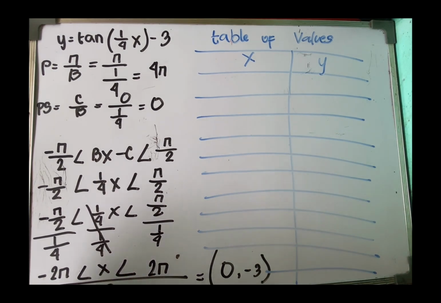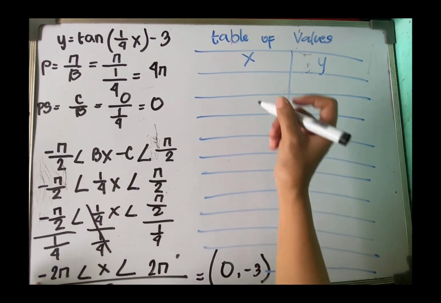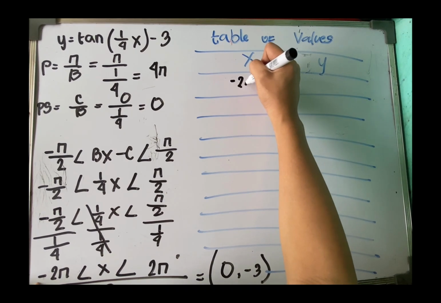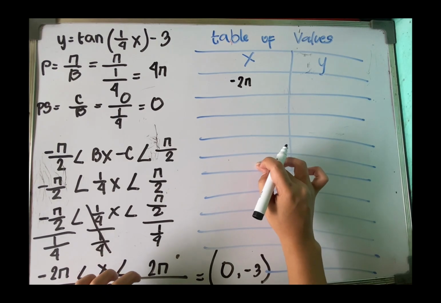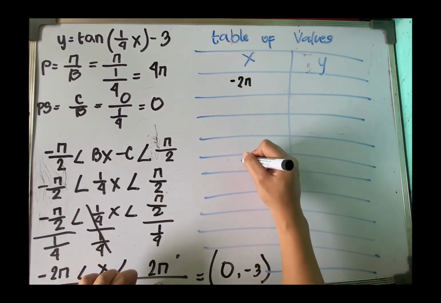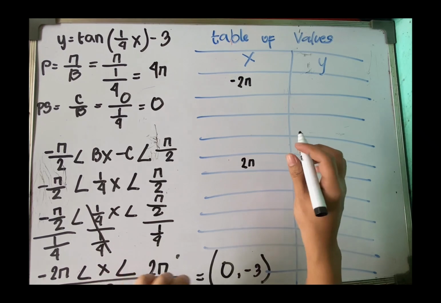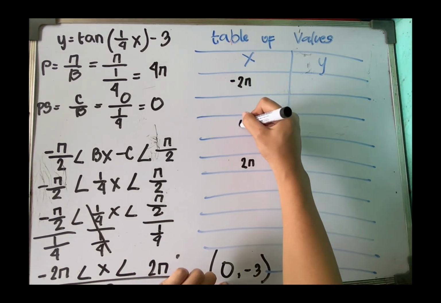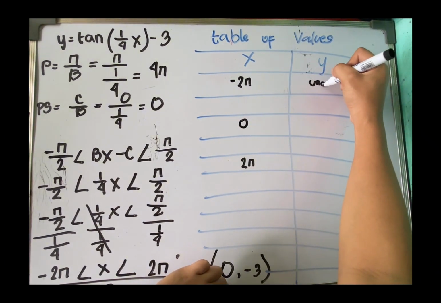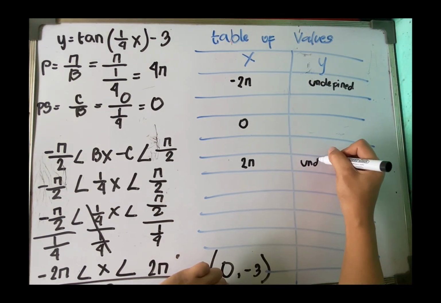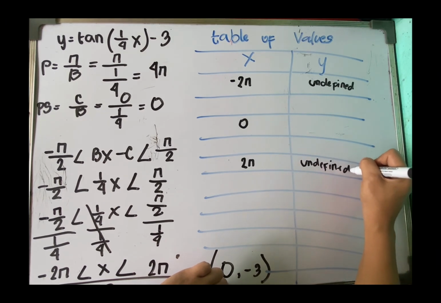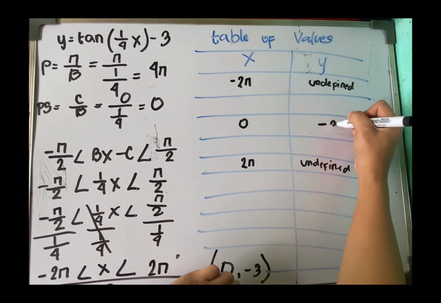And now let's put all our first asymptotes in the first and the fifth. So we have negative 2 pi, then 2 pi in the fifth column, then in our middle is 0. Since negative 2 pi is undefined, you have to put undefined, 2 pi as well undefined, and for our 0 it is negative 3.